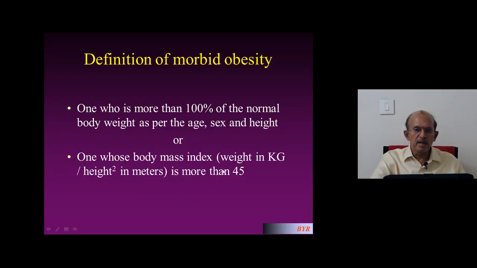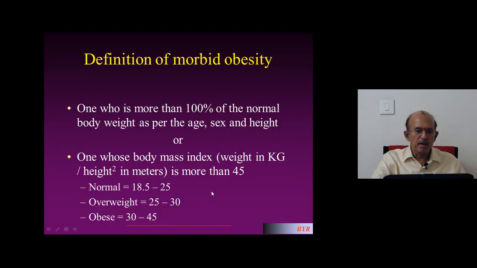Body mass index means weight in kg divided by the square of the height in meters. Normal is 18.5 to 25. Overweight means 25 to 30. Obese means 30 to 45. Morbid obesity means more than 45.